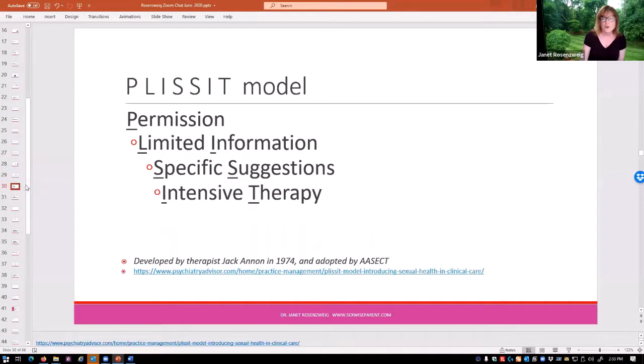One of the models that we talk about to do that is the PLISSIT model, which is an acronym for permission, limited information, specific suggestions, and intensive therapy. It was developed decades ago for those of us working in human sexuality to tell us that something like 70 to 80% of sexual problems within a couple or a family can be dealt with just by giving people permission to be sexual and limited information, basically anatomy and physiology, psychosexual development, things that you need to know to improve your sexual health and safety. Very, very few problems actually require specific suggestions or intensive therapy.